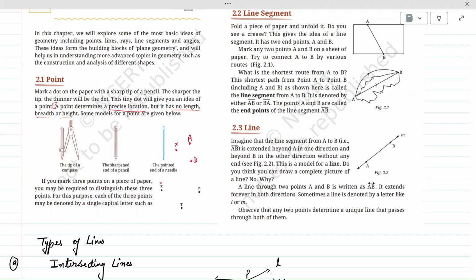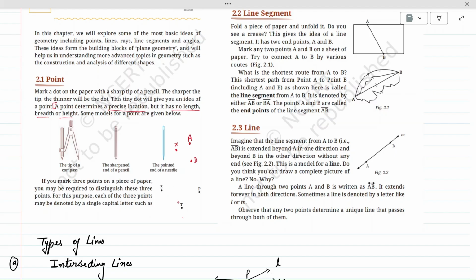An example is given. Here we are given 3 dots, 3 points, and they are denoted by P, T and Z. If you mark 3 points on a piece of paper, you may be required to distinguish these 3 points. For this purpose, each of these 3 points may be denoted by a single capital letter.